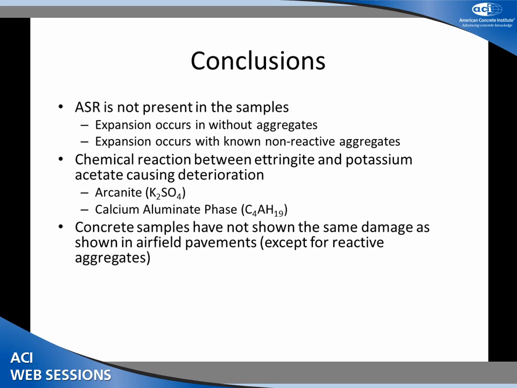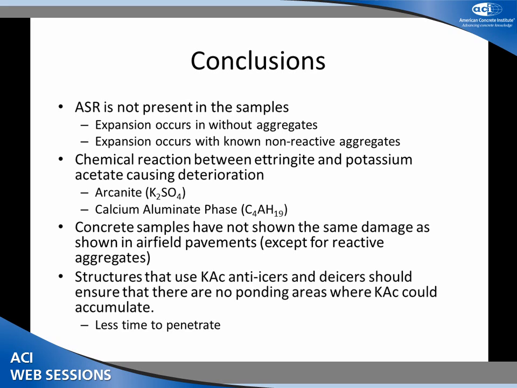And like I showed earlier, even at 4 molar concentration, that damage was not as bad in expansion. And structures that use potassium acetate anti-icers and deicers should ensure that there are no ponding areas where potassium acetate could accumulate, which would give it less time to penetrate and cause deterioration.